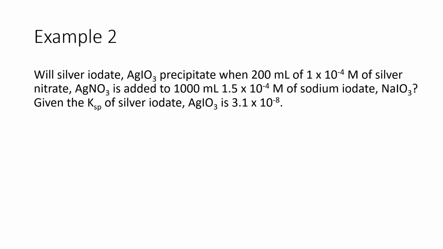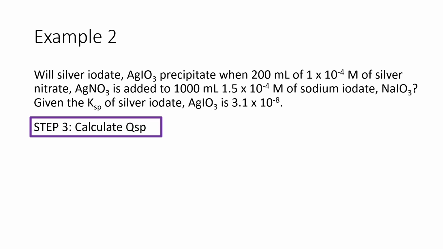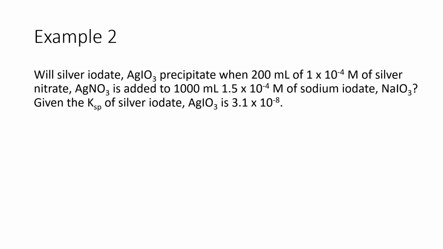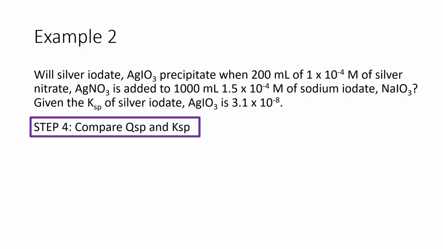Step number 3 is to calculate the reaction quotient value. To do this, we just need to substitute the concentrations of silver ion and iodate ion we found in step number 2 into the reaction quotient expression to calculate the reaction quotient value as 2.083 times 10 to the power of -9. Step number 4 is to compare the reaction quotient value with the given solubility product value to determine whether precipitation can occur or not.